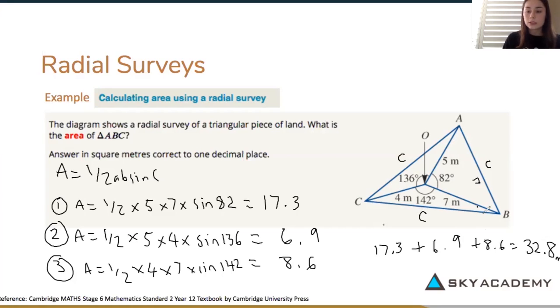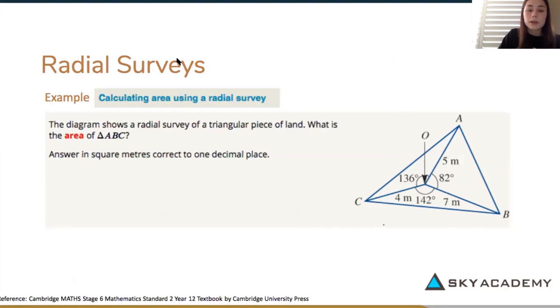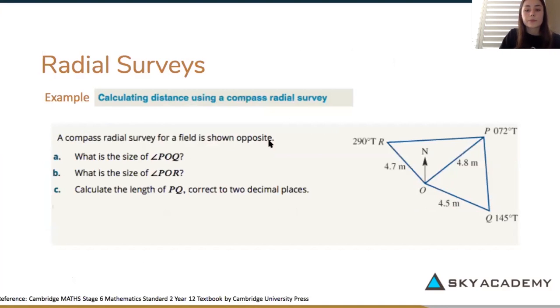Essentially all you have to do is find what your angle C is. My angle C was 82, 136 and 142. Once you've got those, you know that the opposite side is going to be side C, and the leftover two sides are going to be A and B. So let's have a look at another question to do with radial surveys. Here we have a compass radial survey for a field, which means it will have bearings and angles in it.